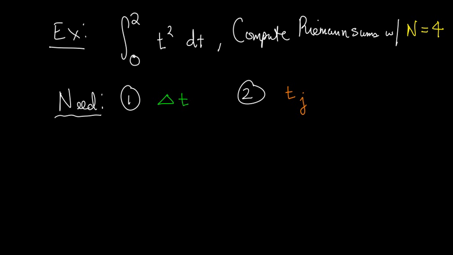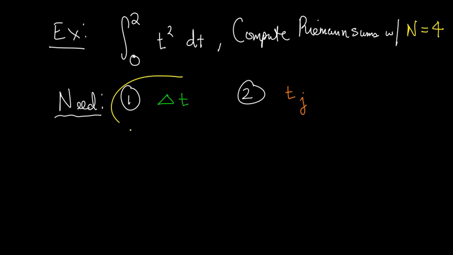So let's move on to an example so you can see how these things work for a particular function, at least. Let's say we want to find the definite integral from 0 to 2 of the function t squared. And you want to compute both of the Riemann sums, the left and the right, for capital N equals 4. So what does that mean? That means you're going to take the interval 0, 2 and split it up into 4 equal smaller intervals. All right? So you want to find the Riemann sum. We need two things.